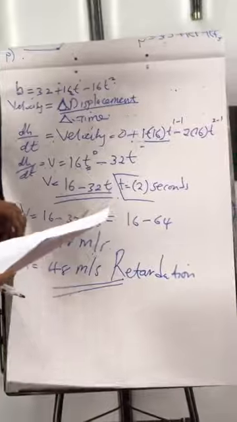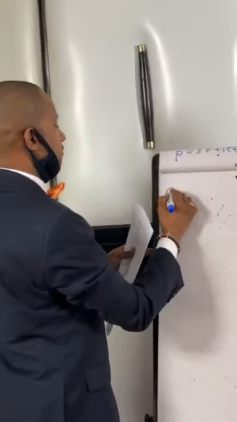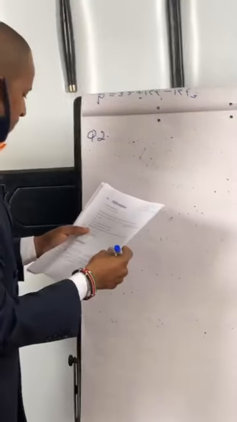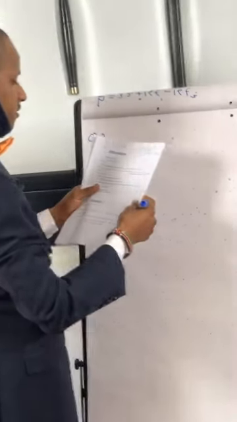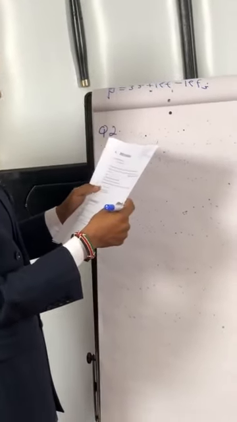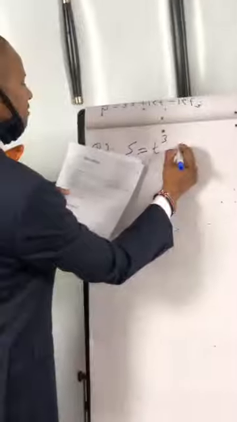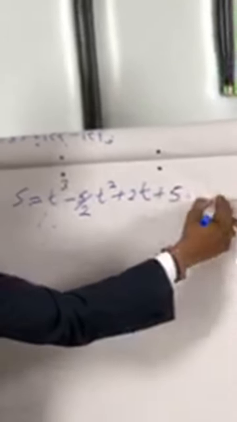Now, we proceed to our next question, question number 2. The displacement from a fixed point of a particle in motion at any time t seconds is given by displacement s equals t cubed minus 5 over 2 t squared plus 2t plus 5. The value is in meters. Find its acceleration after t seconds.